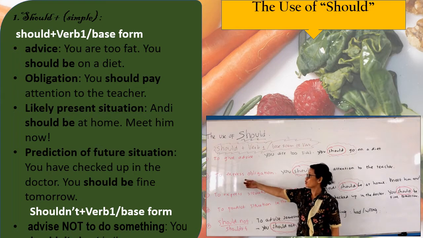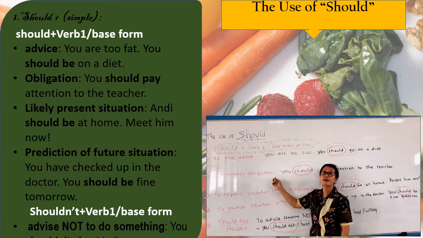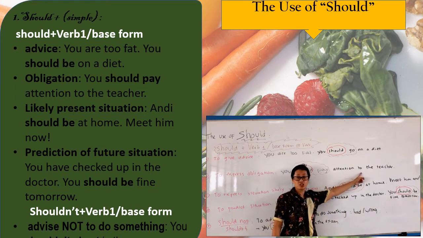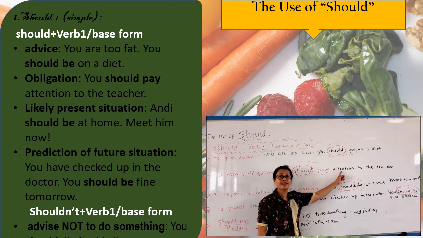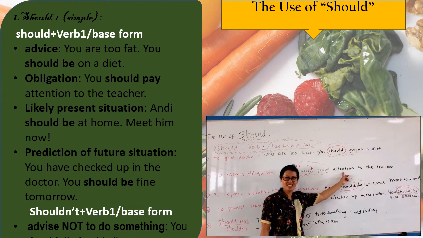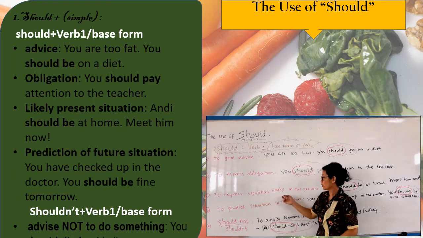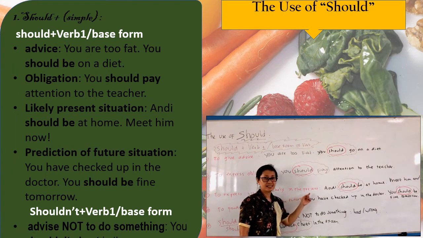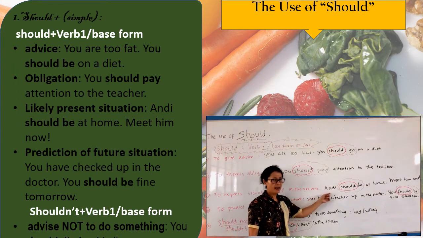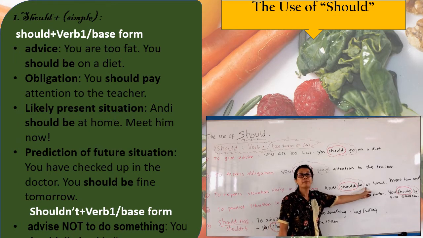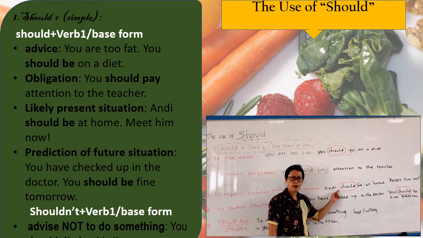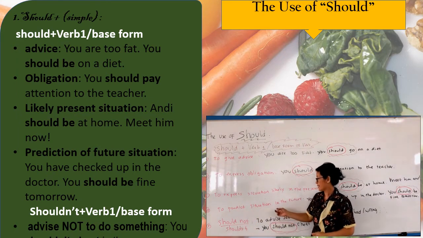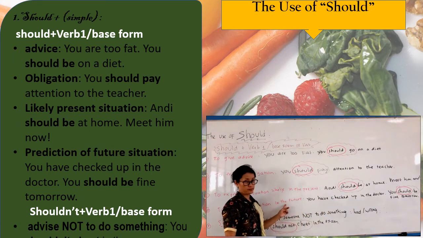Okay? The second, to express obligation. Remember? Kewajiban. Look at this one. You should pay attention to the teacher. Kamu seharusnya memperhatikan guru. That's obligation. The third, to express situation likely in the present. Menyatakan situasi yang mungkin terjadi di masa sekarang. Look at this one. Andi should be at home. Meet him now. Andi seharusnya ada di rumah sekarang. Temui dia sekarang.